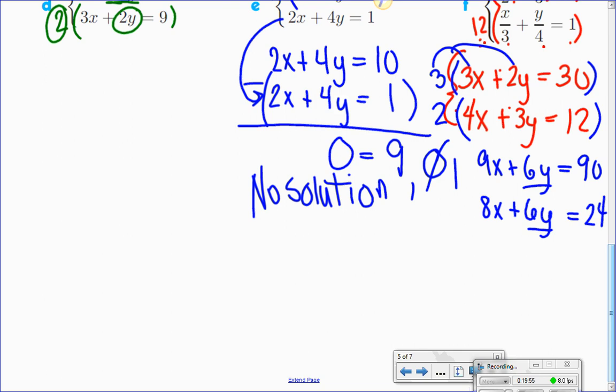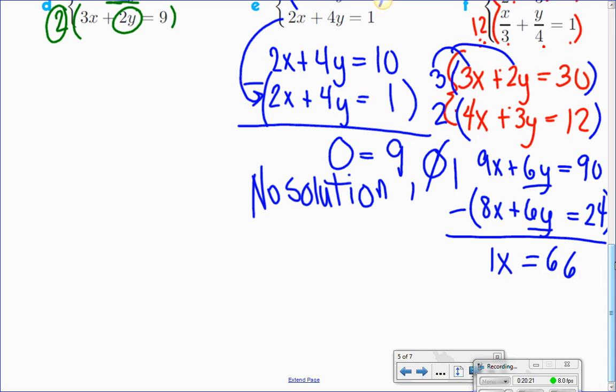Okay, so we will subtract these now. We'll subtract the second one from the first. 9x minus 8x gives us 1x. Our 6y's will cancel, so that gives us 0. And 90 minus 24. So what is that? 90 minus 24 is 66. Okay, so x is equal to 66, right?